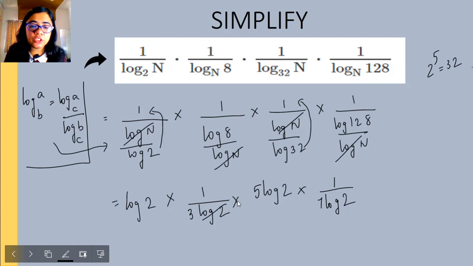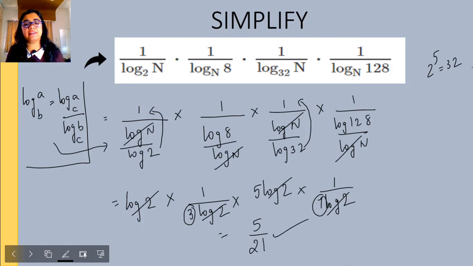Now check, your log 2 will get cancelled everywhere. So you will have 5 in the numerator and in the denominator you have 3 into 7 which is 21. So your final answer is 5 by 21. Okay? I hope this is clear. We have just used the change of base property. That's it. Okay? Come on, moving on.